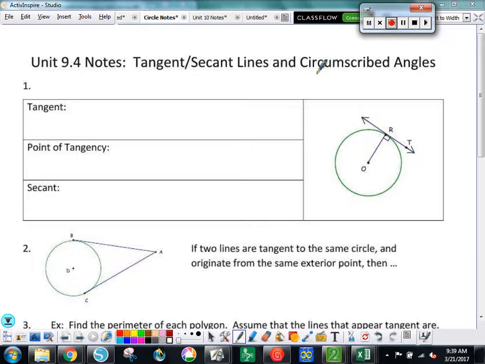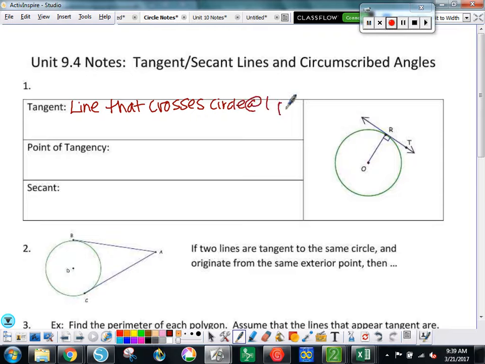Okay. So we first need to decide what a tangent line is and what a secant line is. A tangent line is a line that just barely kisses the side of a circle. It's a line that crosses the circle at one point, so it just kind of skims the side of it, and it's perpendicular to the radius.